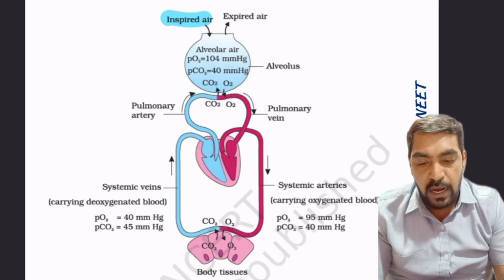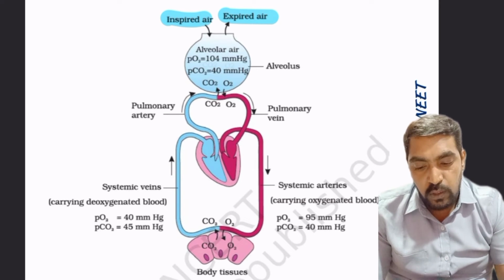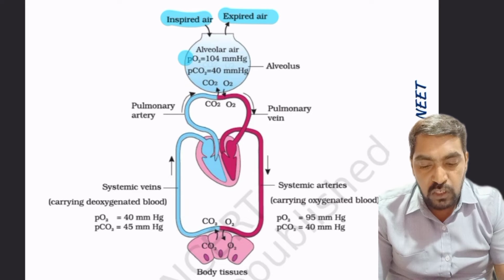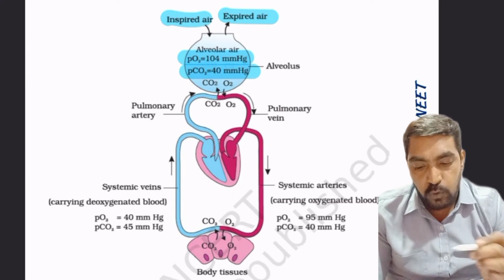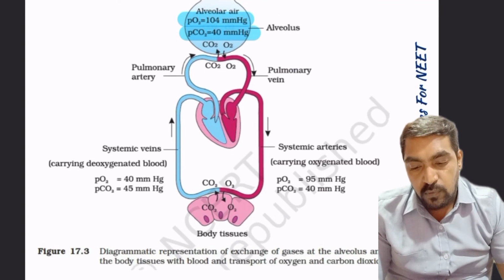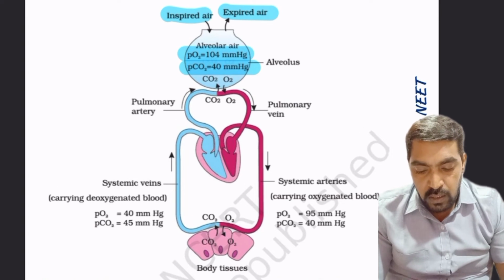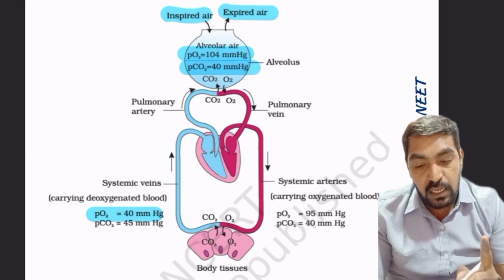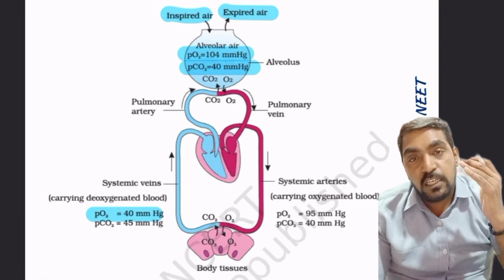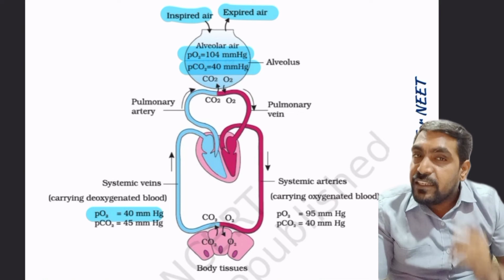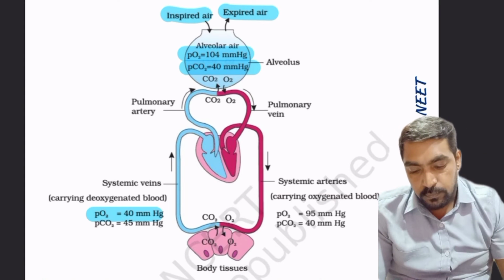See, this is inspired air, expired air. So when you breathe in, that time the partial pressure of oxygen is 104 mmHg, partial pressure of carbon dioxide 40 mmHg. And in case of deoxygenated blood that is coming here, partial pressure of oxygen will be 40 mmHg, means more in the alveoli, less in the deoxygenated blood.